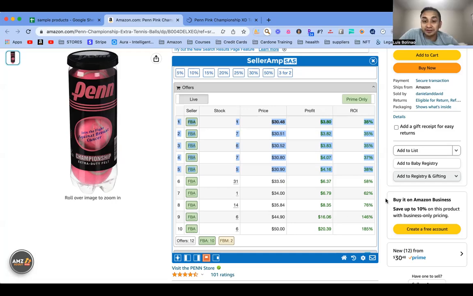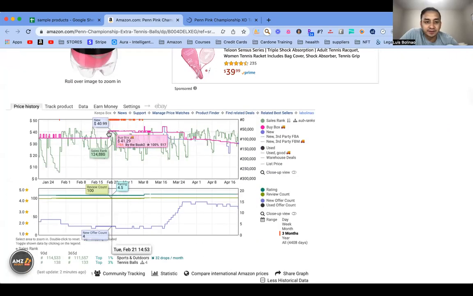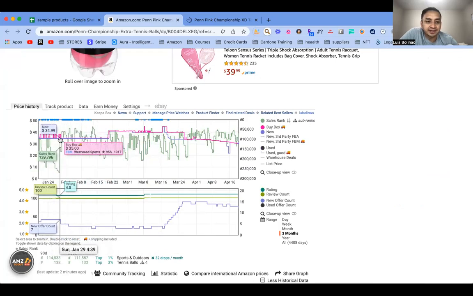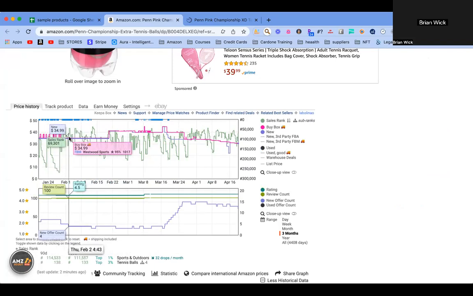Yeah, that's the tricky part. There's no way to tell. So really, the best way to gauge it is to look at Keepa, because here you can see how the price is fluctuating, right? If you look here, right?